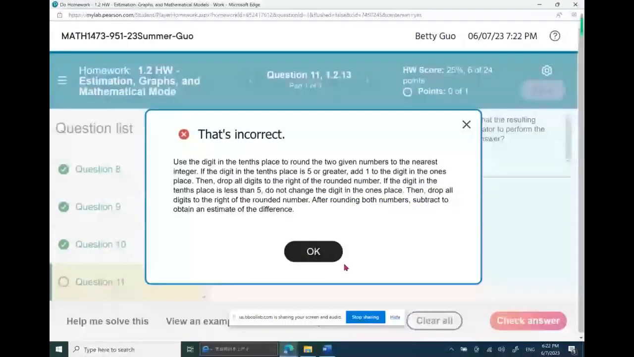Incorrect. Use the digit in the tenths place to round the given numbers. I did. It's not a point, it's just 21, to the nearest integer. Use the digit in the tenths place to round to the nearest integer.